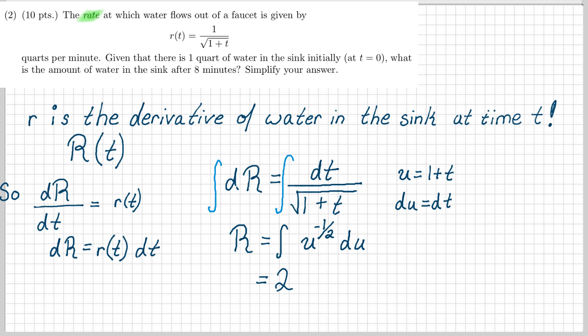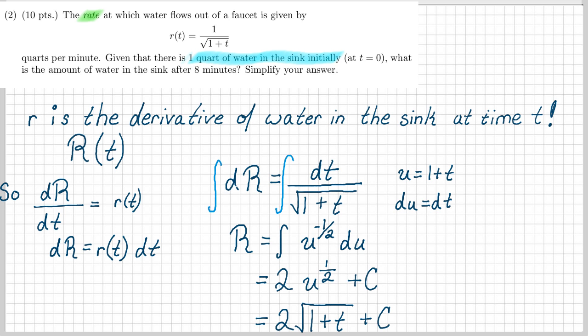But when I do the u sub, I get that this is the integral of u to the negative 1/2 du. And now I'm going to use reverse power rule. I'm going to bump the exponent up by 1, multiply by the reciprocal of the exponent, and then add a plus c. And then replace u with what it equals. So I get that R as a function of t is 2 times the square root of 1 plus t, plus c.